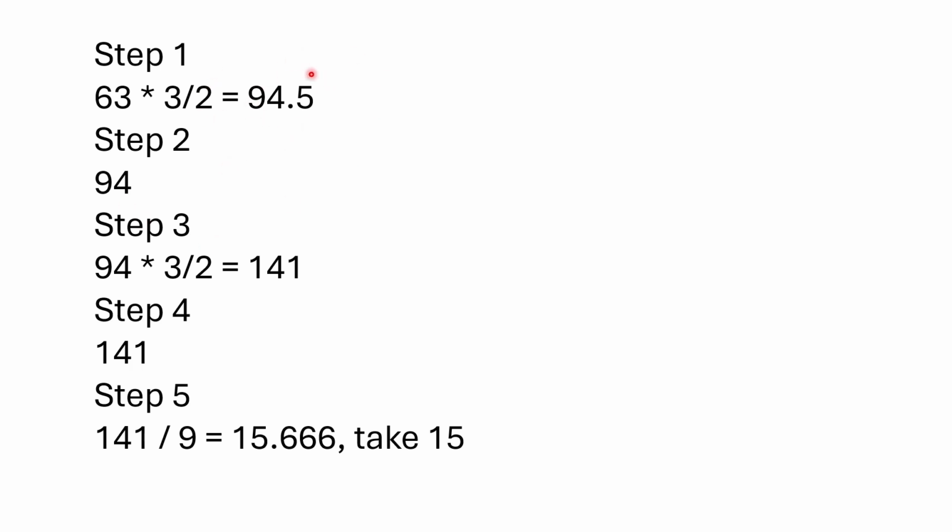Okay, then after this step, we move to step 3. Step 3, we do the same thing as in step 1. We get 141. Step 4, we don't get any decimal, so we just say we didn't get any decimal. Step 5, divided by 9, we get 15.666. But since we take the quotient as an integer, we are gonna take 15 from here.